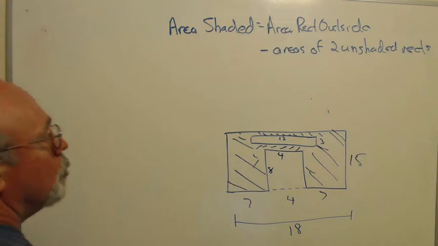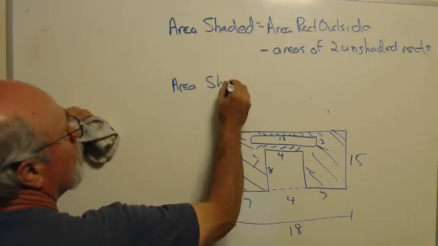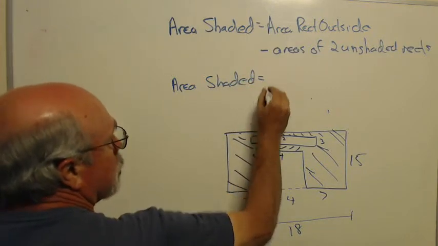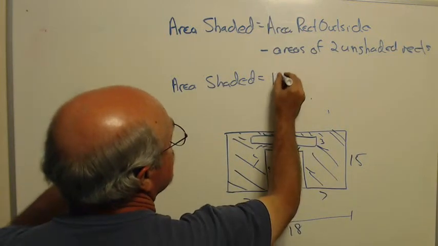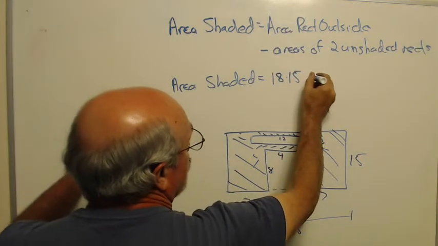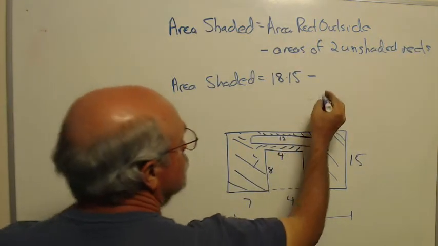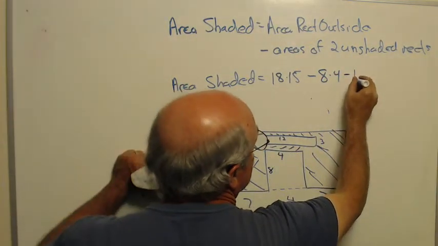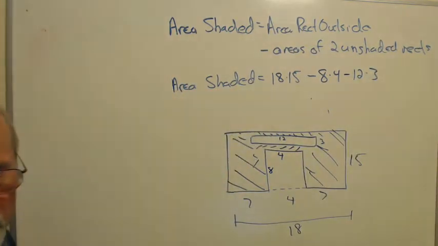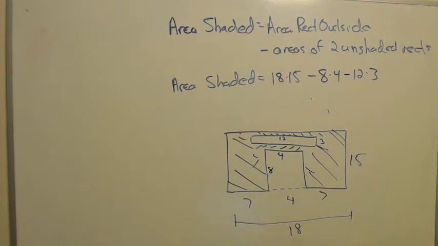Okay, let's see what we've got. Area shaded equals. Well, the area of the rectangle on the outside is length times width, 18 times 15, minus the 2 rectangles on the inside. This one is 8 by 4, so it's 8 times 4. And this one is 12 by 3, so it's 12 times 3. And at that point, you're just going to grab a calculator. Luckily, I've got my iPad here, so I'll use my iPad's calculator.